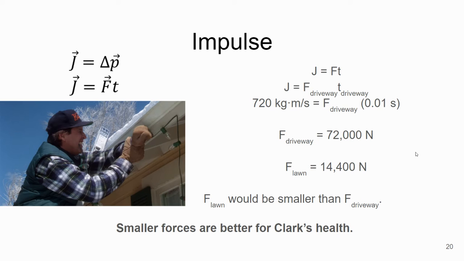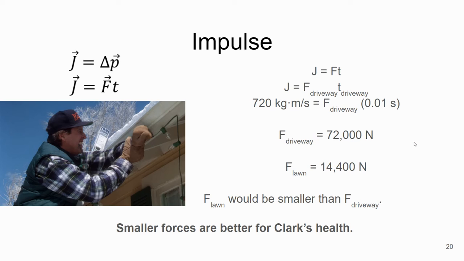So if you do the same kind of thing, but this time we're going to plug in the time for the driveway, we're going to get a different number. So J equals Ft, J equals F sub driveway times T sub driveway. Plug in for J, plug in for T sub driveway, and you end up with a force from the driveway equal to 72,000 newtons, which is even more than 14,400 newtons.